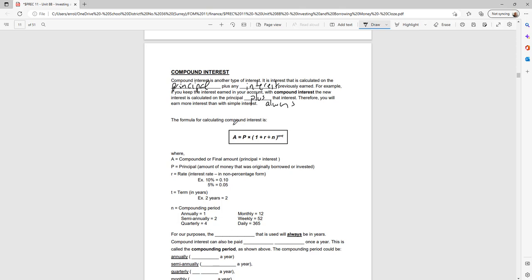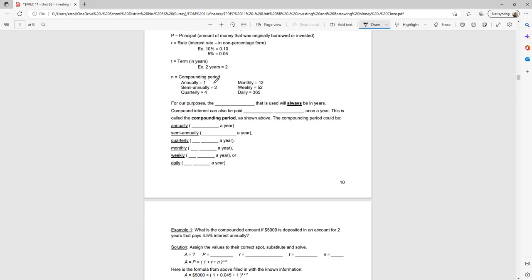Okay? The formula for calculating compound interest is A equals P times (1 plus R divided by N), all to the power of N times T. Now, sometimes you'll see it written like this. A is equal to P, and then (1 plus R over N), and then N times T. Where A is the final amount, P is the principal, R, T, and N, you've seen these before.